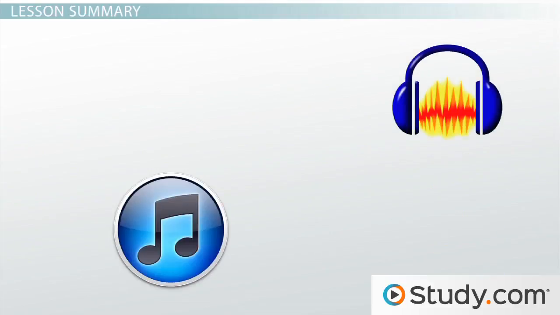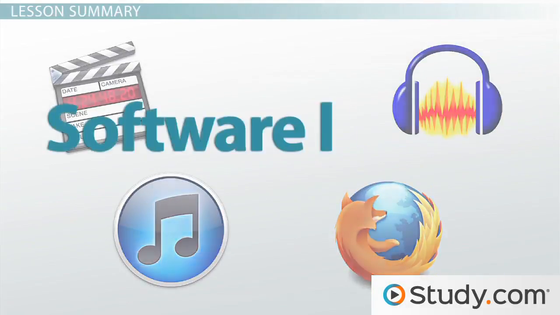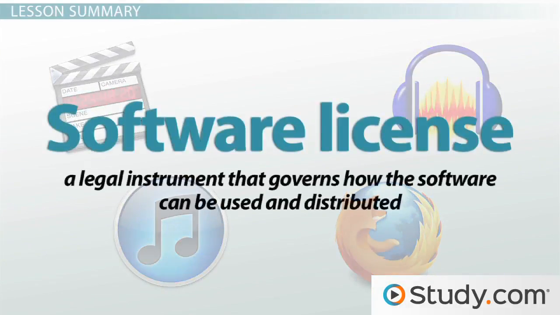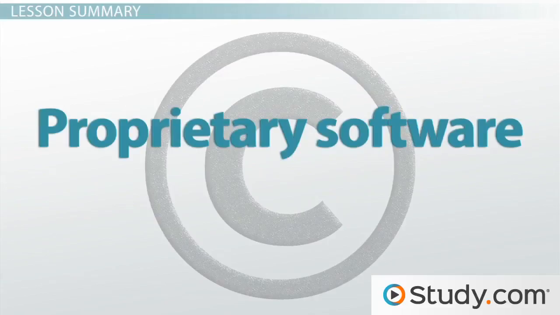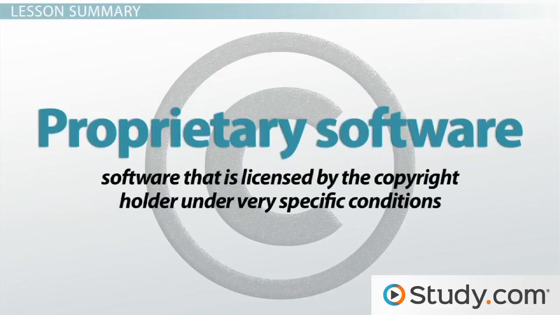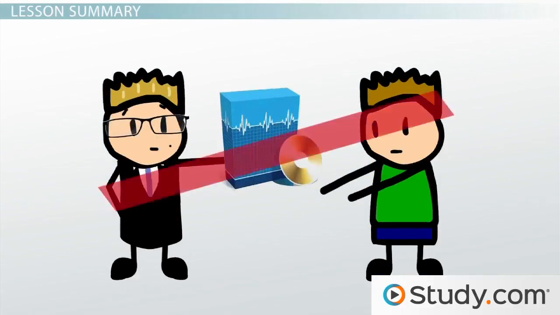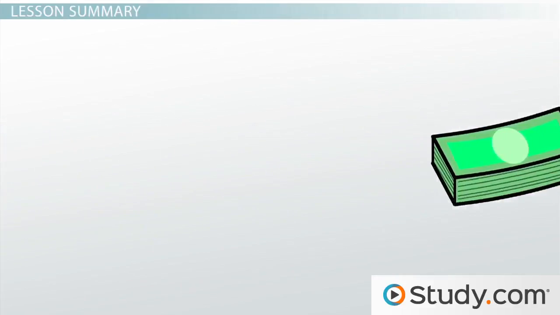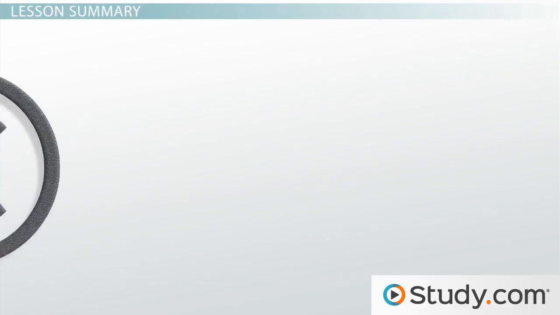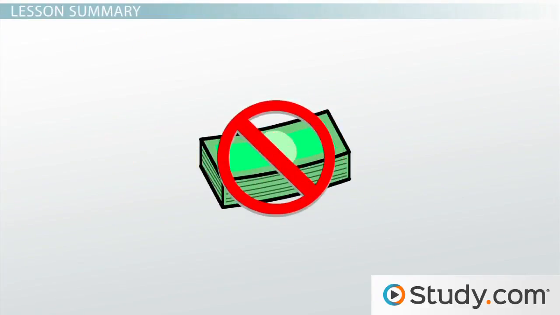All software applications require a software license, which is a legal instrument that governs how the software can be used and distributed. Proprietary software consists of software that is licensed by the copyright holder under very specific conditions. Typically, you are not allowed to modify or distribute the software. Some proprietary software is commercial and you have to pay for a license, but other proprietary software is free.